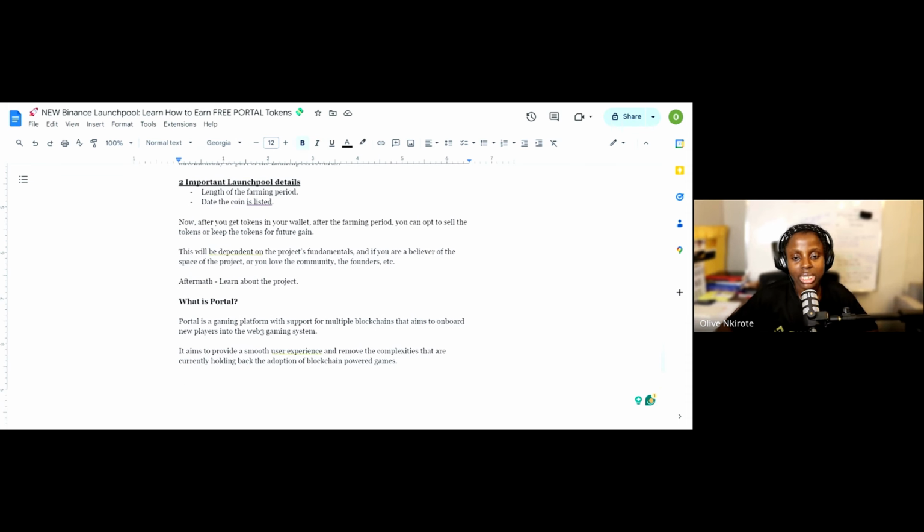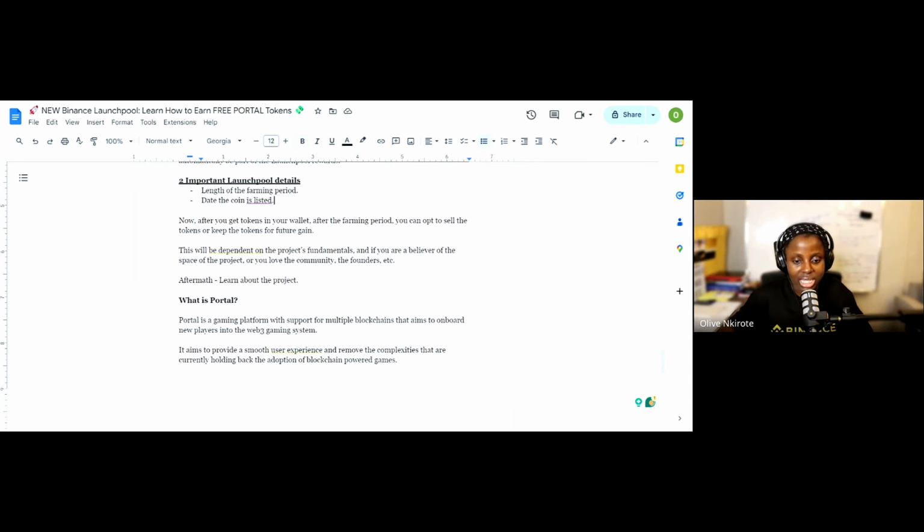Two important things you need to know about a launch pool is the length of the farming period. I saw a comment from a video I was watching from another creator. How much will I make from the launch pool? It's interesting because you don't know how much you will make. You will make based on how much money you've invested. You can see I've said you can opt to sell your tokens or you can keep them for future gain. I am team keep it for future gain.